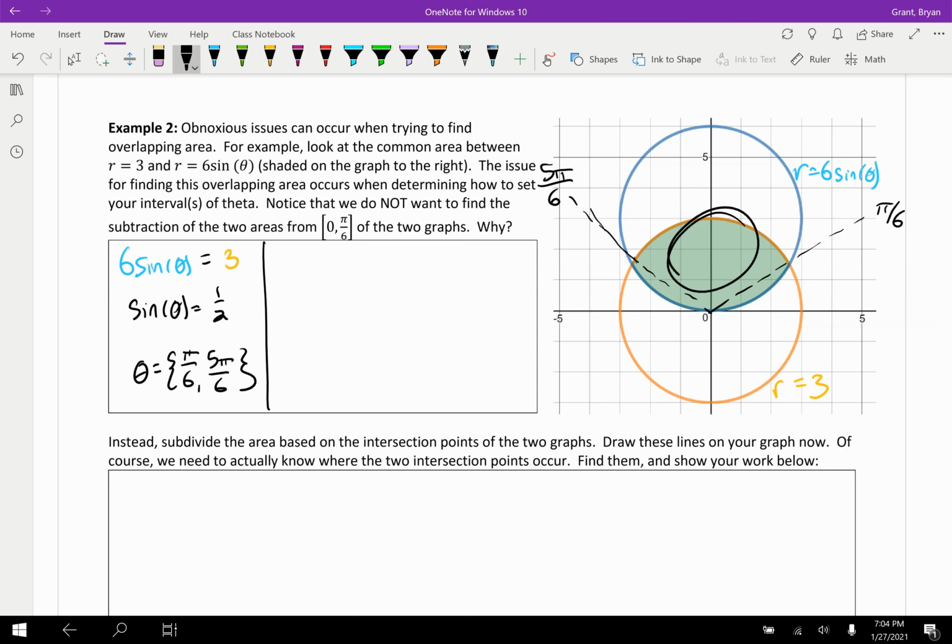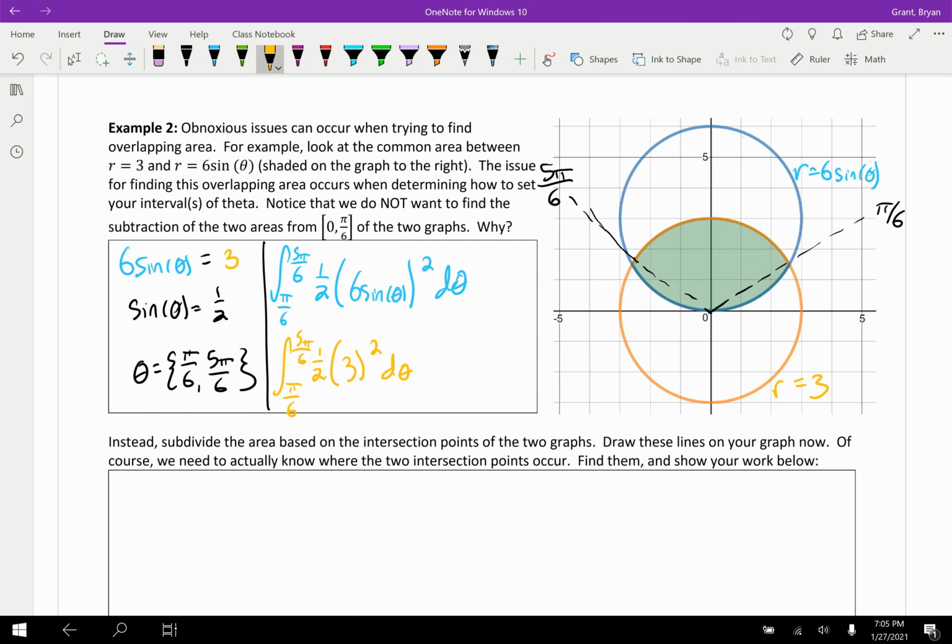So we want to find this guy in here. You're probably thinking, oh, it's just going to be blue minus yellow. So let's find the area of the blue first. That'd be from pi over 6 to 5 pi over 6 of 1/2 (6 sine of theta) squared d theta. And then it seems like we should just be able to subtract the orange or the yellow one, whatever color this is. Same idea, pi over 6 to 5 pi over 6, 1/2, and then this one was just 3 squared d theta.